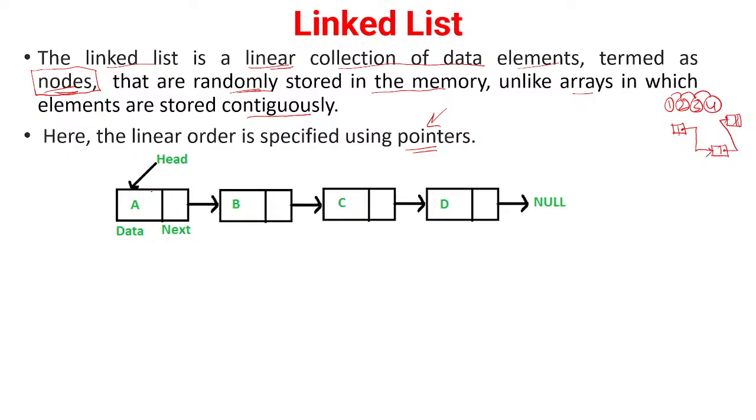Here, this is called a node. We call each of these a node. This is a node, this is also a node, this is also a node. All these are called nodes. In the node there are two parts. One is called the data part, where we store the actual data, and the second part is called the next pointer. This is a pointer which points to the next node in the linked list.